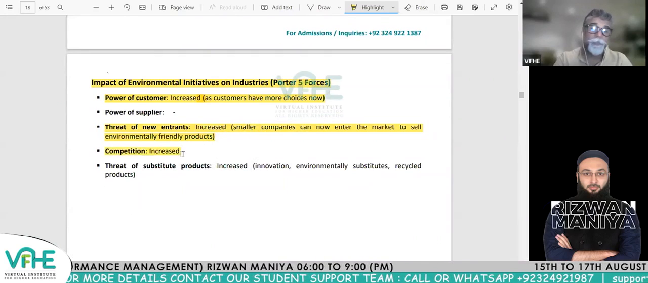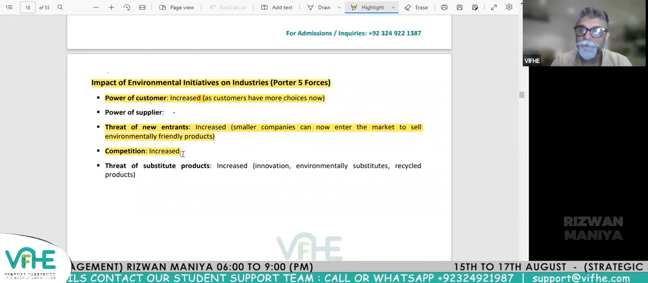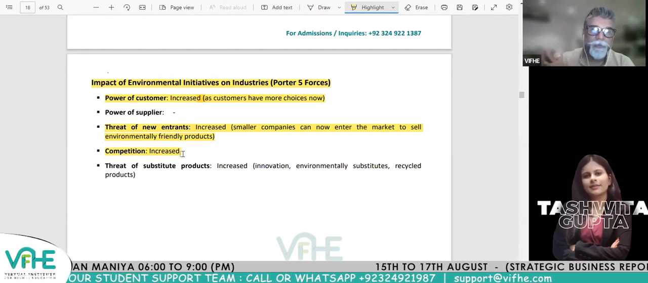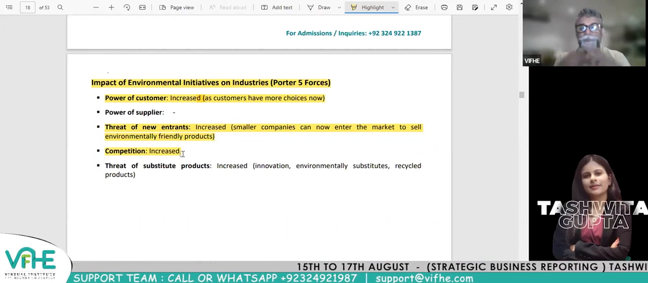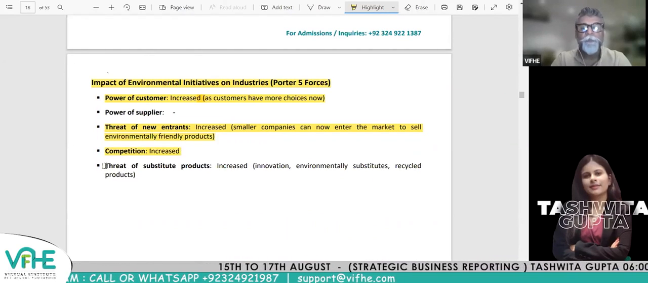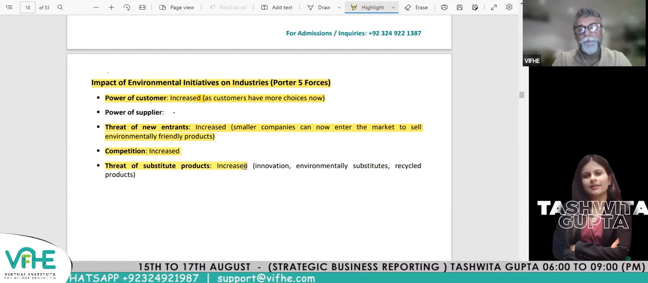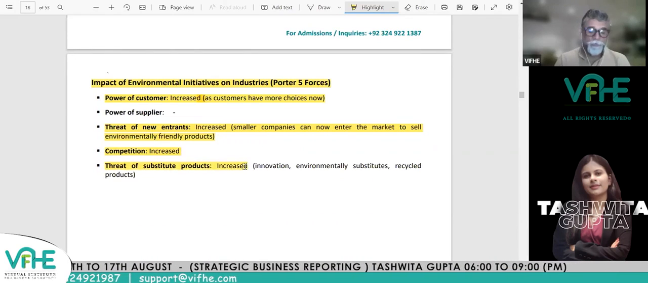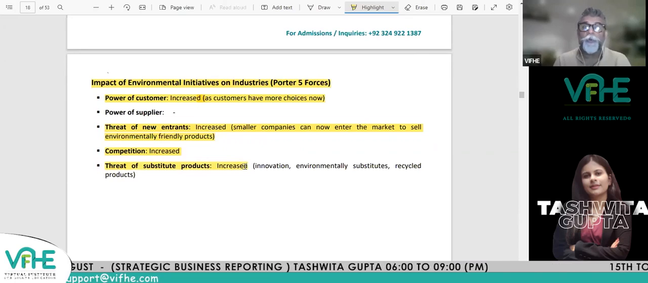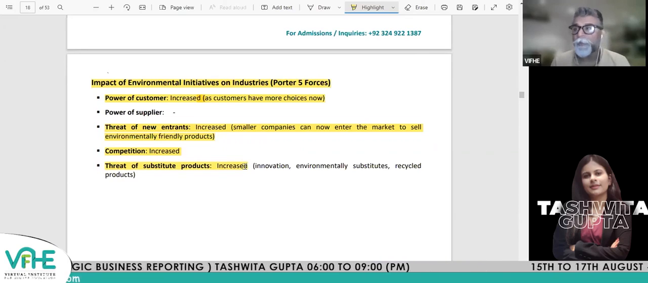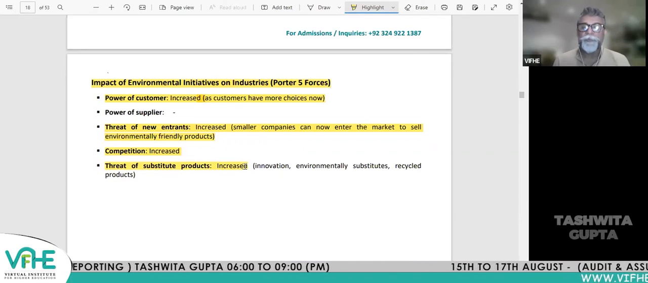Competition, obviously, has increased because these environmentally friendly companies are coming in. Threat of substitute products has also increased, obviously, because now a lot of substitute alternatives, environmentally friendly options, are available.